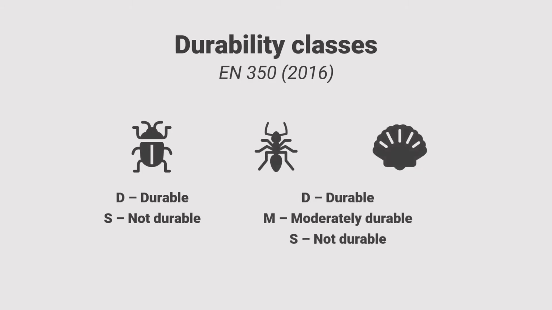The European standard EN 350 defines 2 durability classes for beetles and 3 for termites and marine borers. The heartwood of many European wood species is naturally resistant to wood-boring insects, except for termites, so materials used in termite-infested areas need additional treatment and protection.